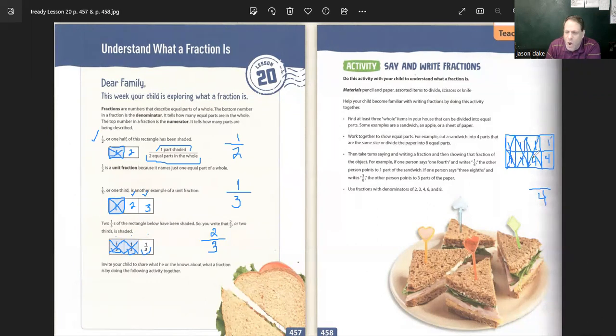Since these are all 4s, we can add which ones we've shaded. 1 plus 1 plus 1 equals 3/4. We used 3/4 of the blocks. All right. So that's how we do things.